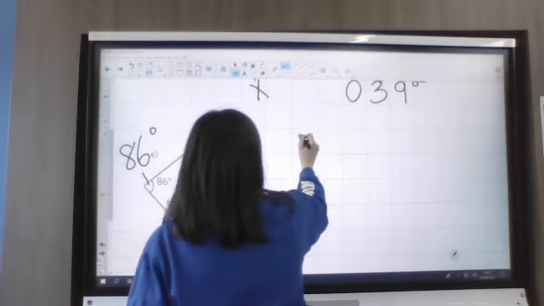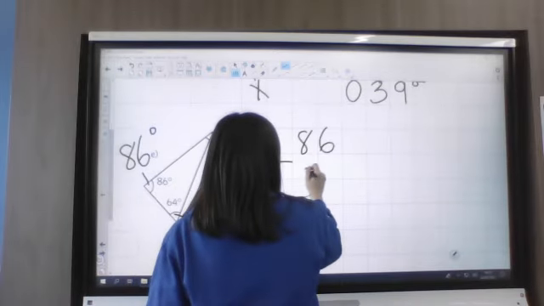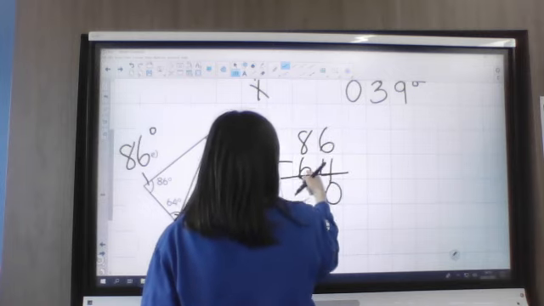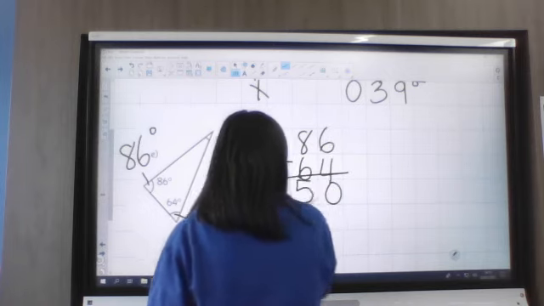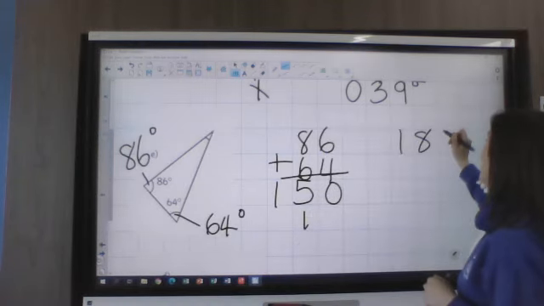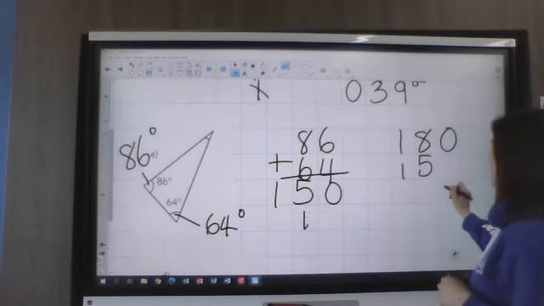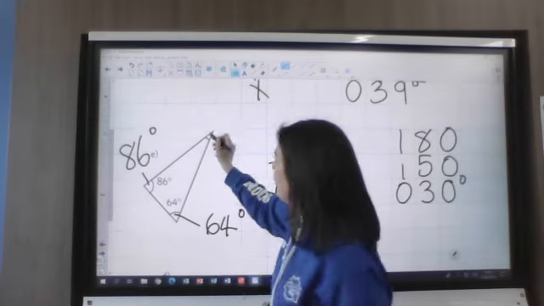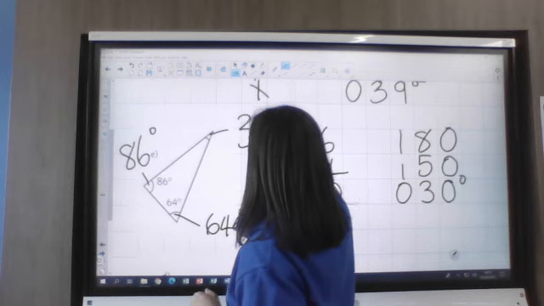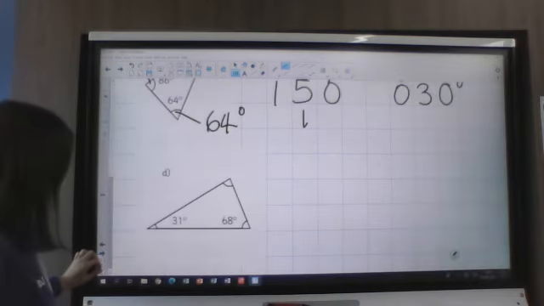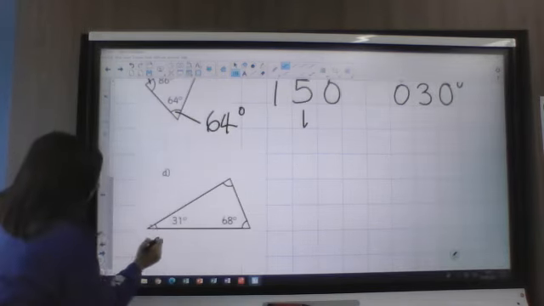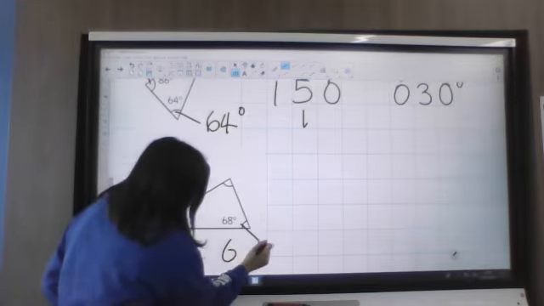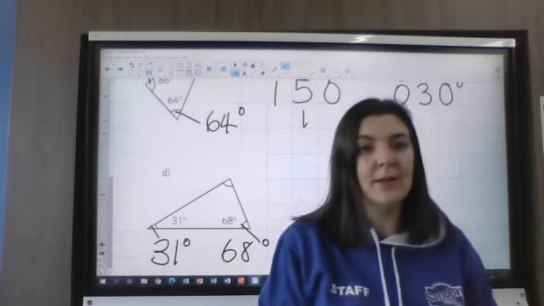Okay, so you should have done 86 add 64, so 10, then 8 add 6 is 14, add 1 is 15. And you might be able to have done this one in your head. That would leave your missing angle as 30 degrees. Okay, so I'm going to give you one more of those to do. You've got 31 degrees and 68 degrees.